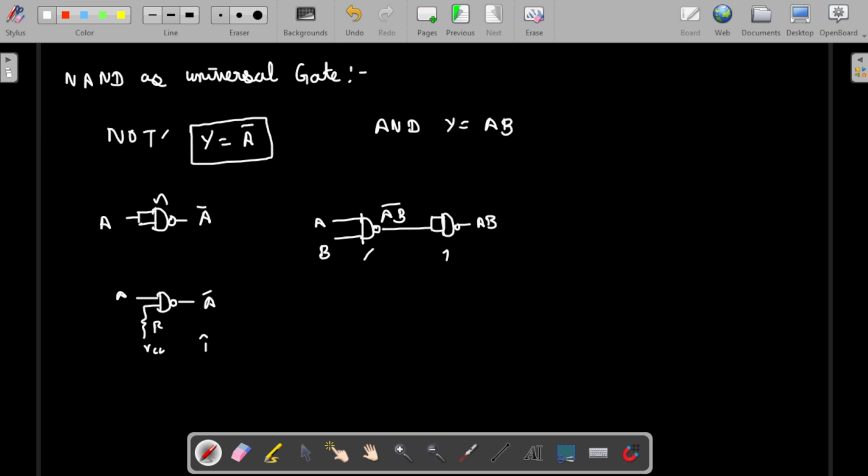So here the number of gates required is 1. Here the number of gates is 2. So 2 NAND gates are needed to get the AND behavior.